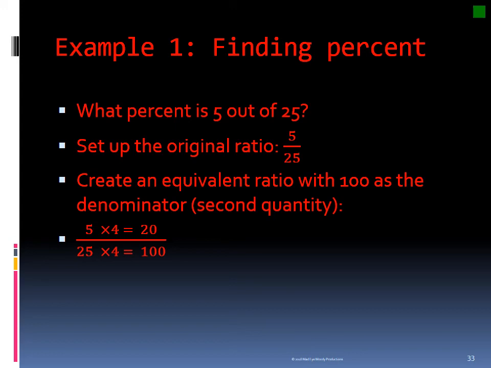5 over 25, or 5 out of 25, is equivalent to 20 out of 100 because we have 4 of them, so it's the same unit rate. So 5 is 20% of 25 because 5 over 25 is equivalent to 20 over 100.